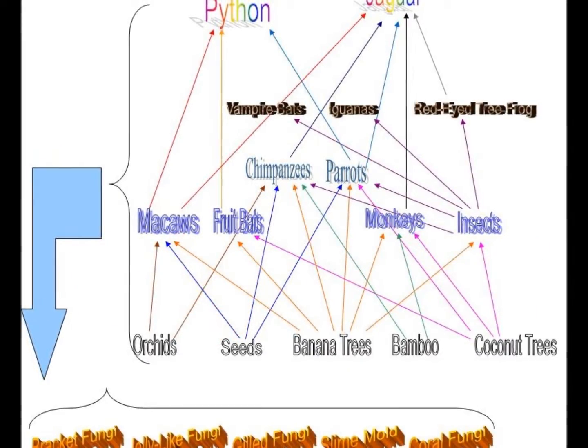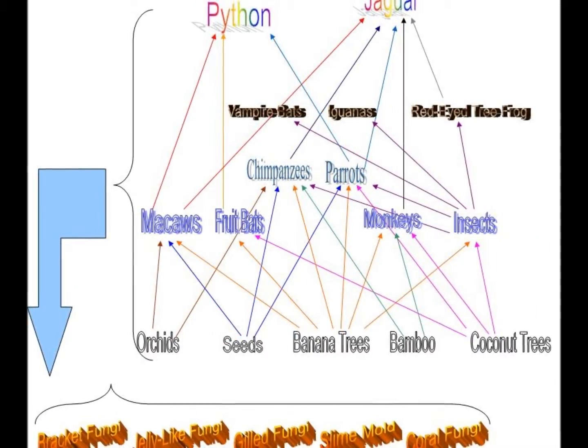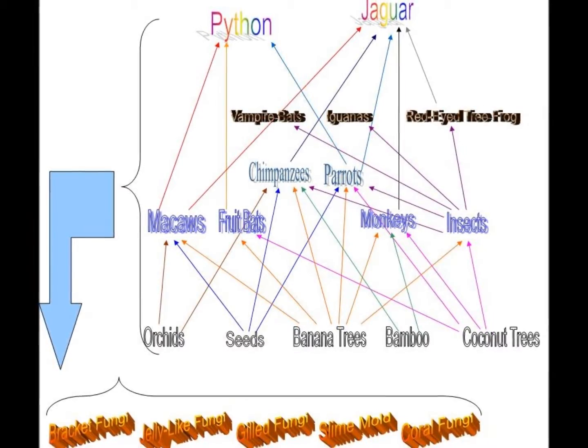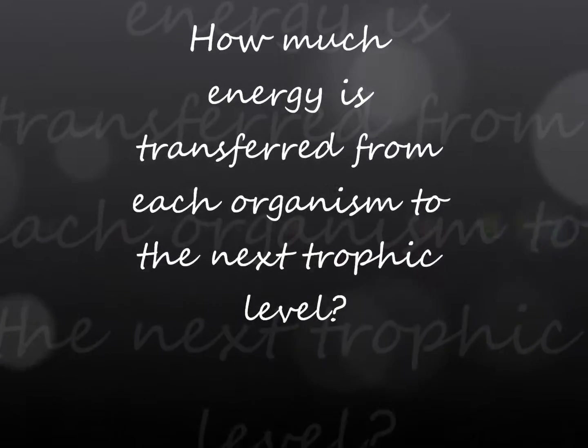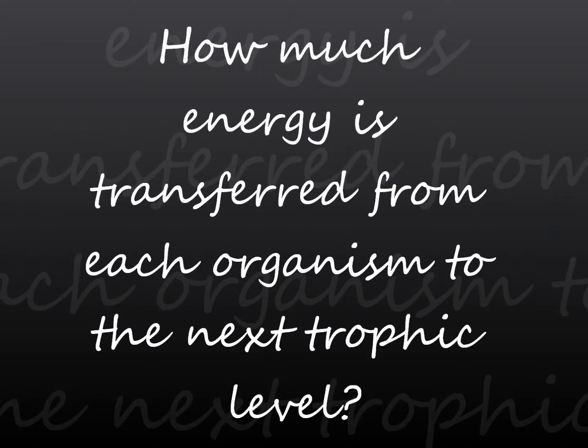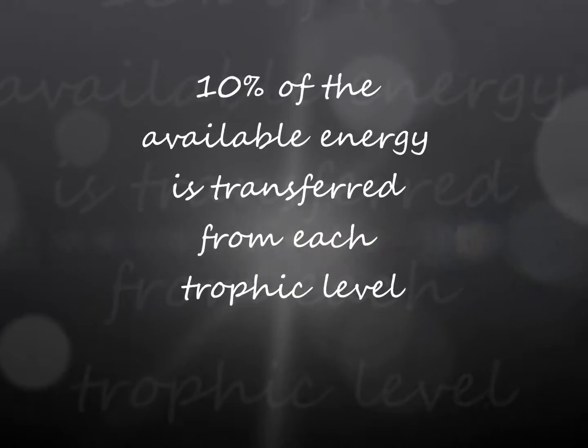When we combine all the food chains together, we can group all the producers into what we call a trophic level. A food web shows all the different trophic levels, and we can see how several different organisms interact with each other within the ecosystem. But as energy flows through the food web, how much is actually carried from the coconut or the banana tree to the python and the jaguar at the top?